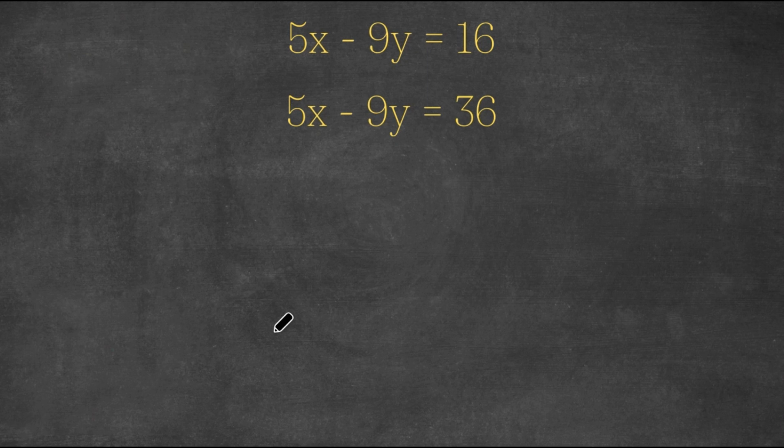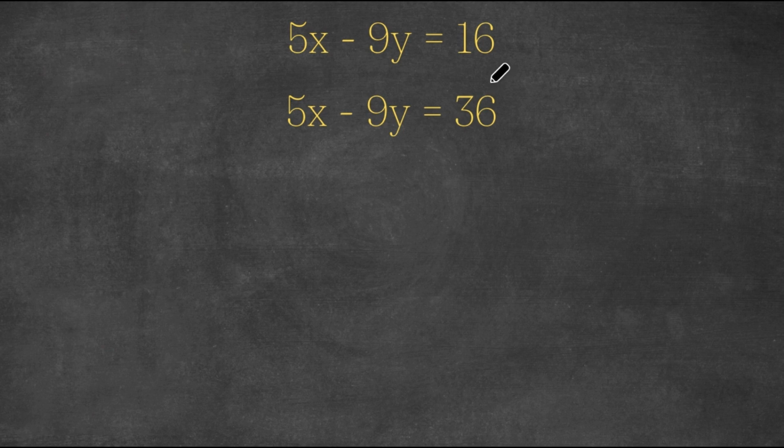In today's video, I'm going to be teaching you guys how to find the number of solutions of a system of equations algebraically. So right here, we have 5x minus 9y is equal to 16 for our first equation, and we also have 5x minus 9y is equal to 36 for our second equation.